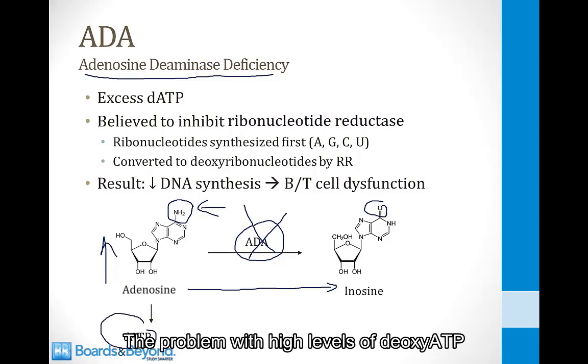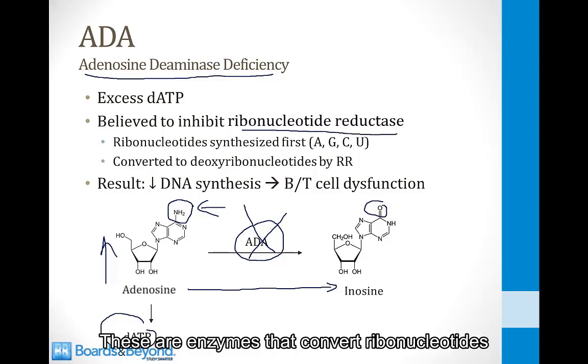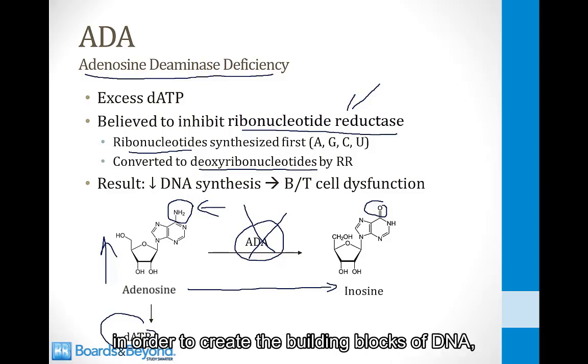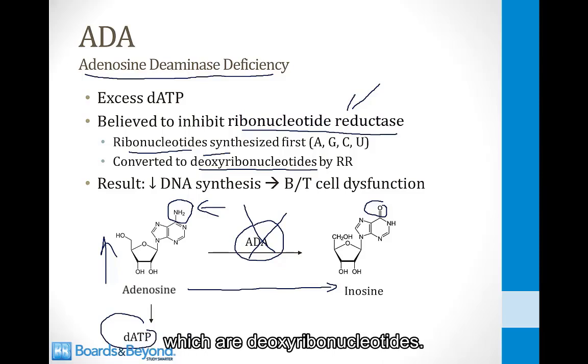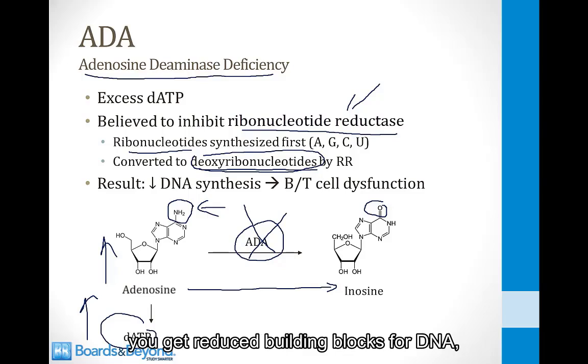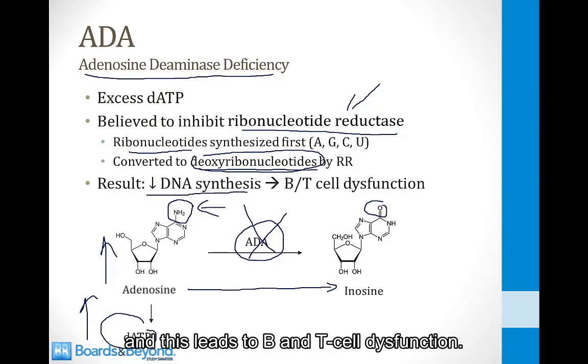The problem with high levels of deoxy-ATP is that it is believed to inhibit ribonucleotide reductase enzymes. These are enzymes that convert ribonucleotides into deoxyribonucleotides. So you need this enzyme functioning in order to create the building blocks of DNA, which are deoxyribonucleotides. So in the presence of high levels of dATP, you get reduced building blocks for DNA. As a result, you have reduced DNA synthesis, and this leads to B and T cell dysfunction.